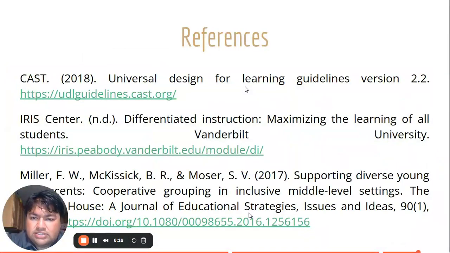Lastly, this is my reference page. These strategies are supported by resources from the IRIS Center, CAST UDL guidelines, and peer-reviewed research from the Clearinghouse Journal.